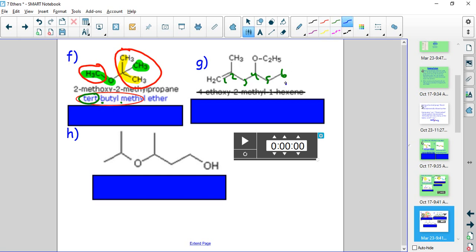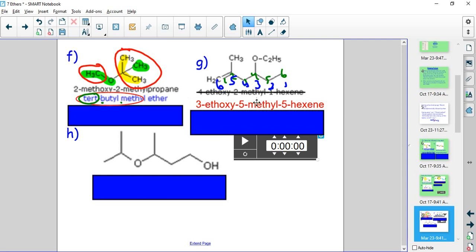Instead, we should number 1, 2, 3, 4, 5, 6, giving our ether the higher priority and numbering starting on the right-hand side. So 4-ethoxy-2-methyl-1-hexene. The other name, 3-ethoxy-5-methyl-5-hexene, is not the correct way to name this because it doesn't prioritize the ether. Yes, these are greater numbers. I can see why it might be very tempting to name it this way, but if we follow our priority list, we're going to name it the first way.